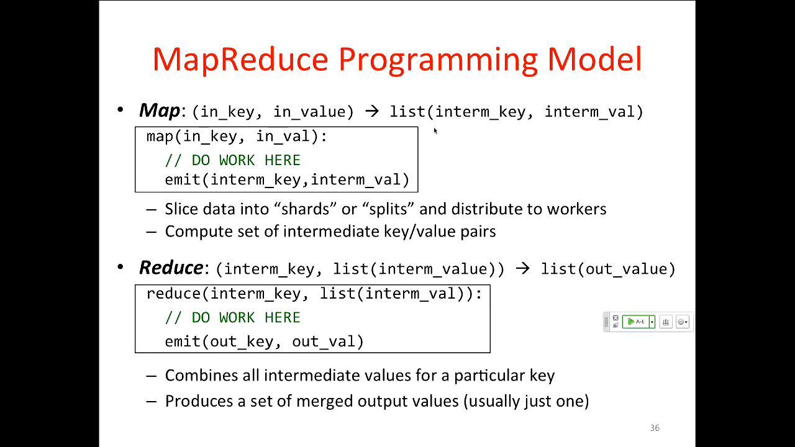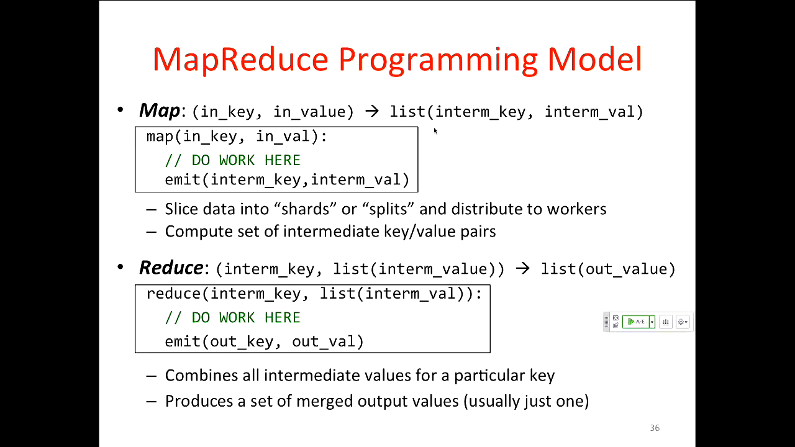And then we have another function, which is reduce, which gets the intermediate key and the list of the values related with this key. Then it produces the list of output values, and this reduce function combines all intermediate values for each key. Okay, so this is not very clear to you now.